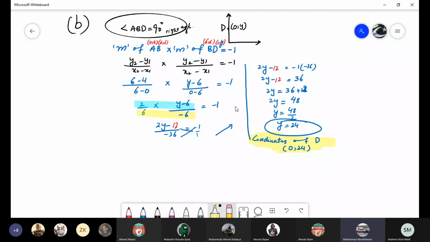Done, ma'am. Okay. So we are solving question number 9 now. Question number 10 is your homework today. The coordinates of 3 points are given to you, and then you have to prove that A, B, C are collinear and AB is perpendicular to AC.